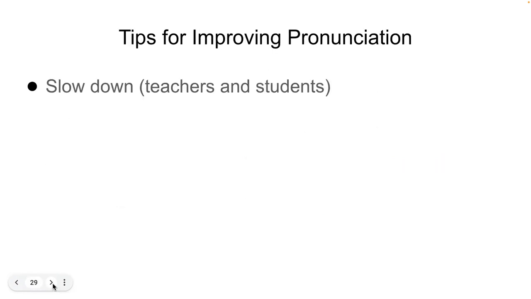So a few more tips. One is to slow down. It's easier to hear pronunciation when the teacher speaks slowly, and also some students have a tendency to speak too quickly and they're not enunciating enough. So you can encourage them to slow down to improve their pronunciation.